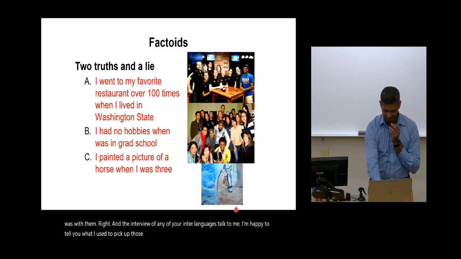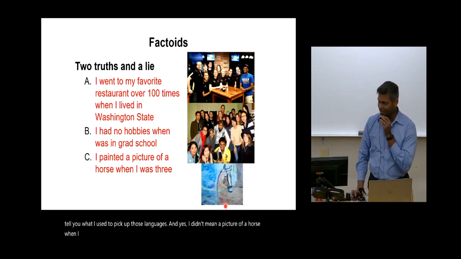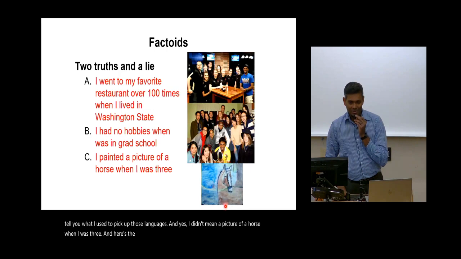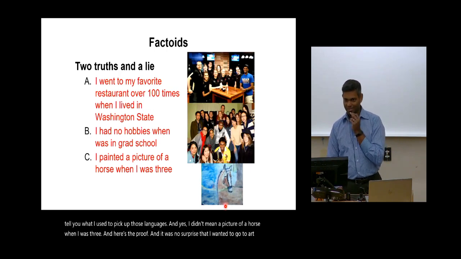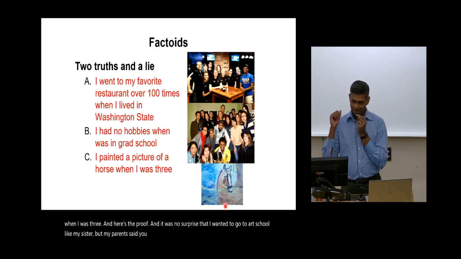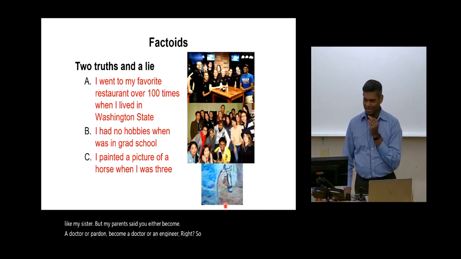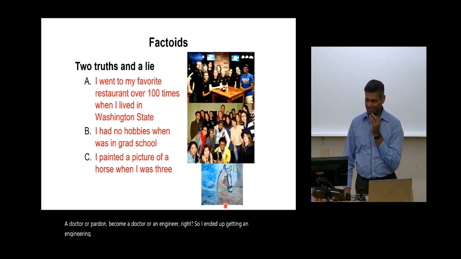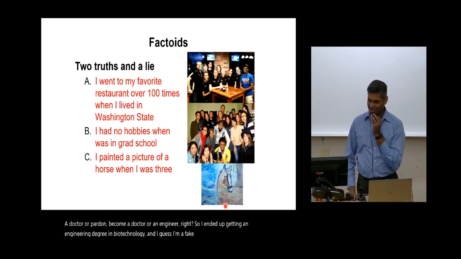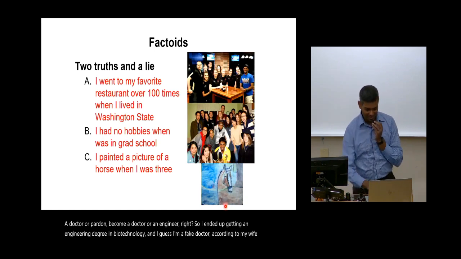I'm happy to tell you what I used to pick up those languages. And yes, I did paint a picture of a horse when I was 3, and here's the proof. And it was no surprise that I wanted to go to art school like my sister, but my parents said you can either become a doctor or an engineer, right? So I ended up getting an engineering degree in biotechnology, and I guess I'm a fake doctor according to my wife because I got my PhD as well.